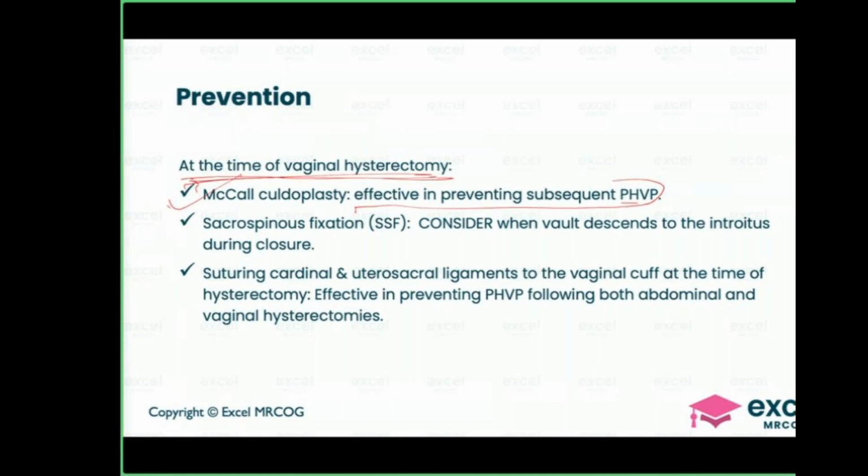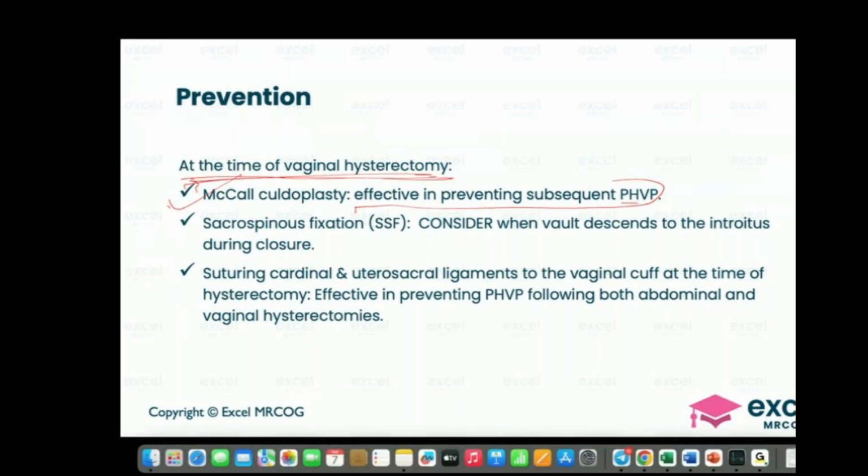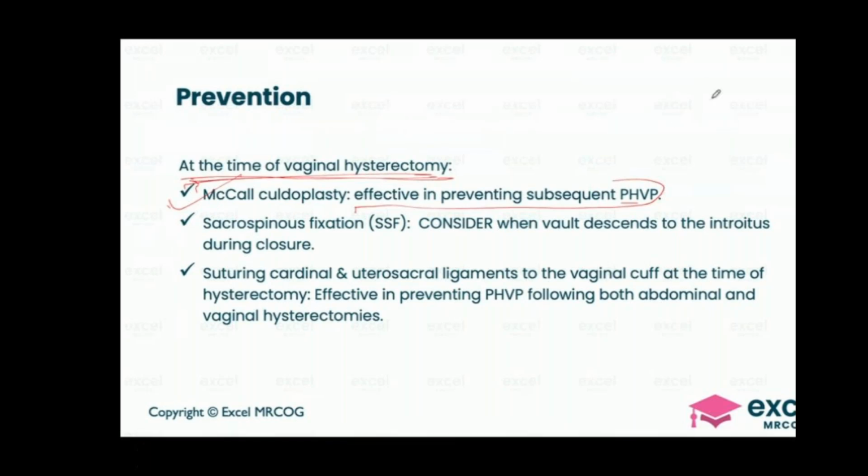Okay. For that matter, McCall, if you know what McCall is, it always helps to understand what the surgeries are. McCall's is when you have just the vault after removing the uterus. This is the open vault. You have removed the uterus from there, and your uterosacral ligaments are here. And from here, this is the hole that goes into the peritoneum.